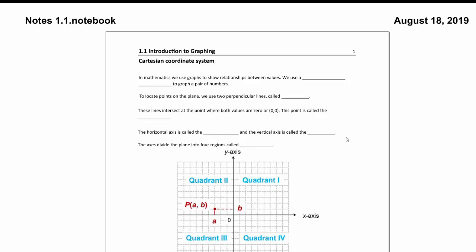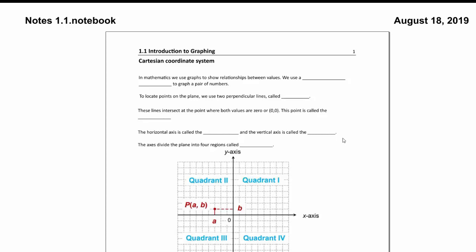Okay, are you guys ready for some algebra? This is our first section of content, and in this video we're going to start with section 1.1, but we're only going to cover about half of it, and then we'll do the rest in another video.